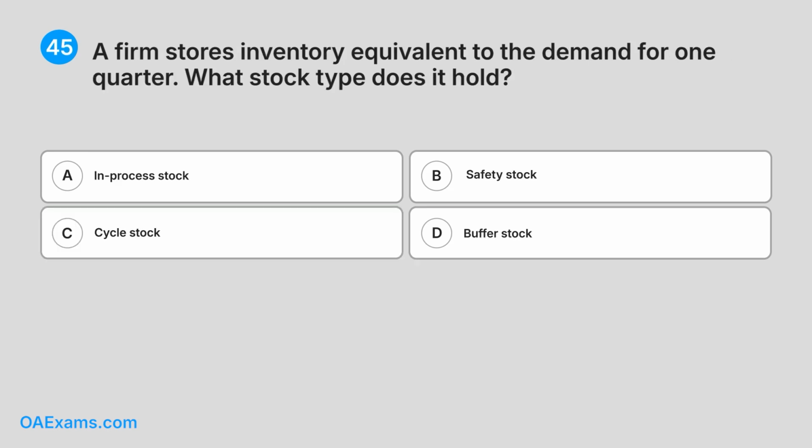45. A firm stores inventory equivalent to the demand for 1 quarter. What stock type does it hold? A. In-process stock. B. Safety stock. C. Cycle stock. D. Buffer stock. Can you guess the answer?